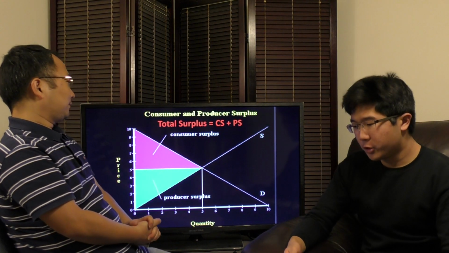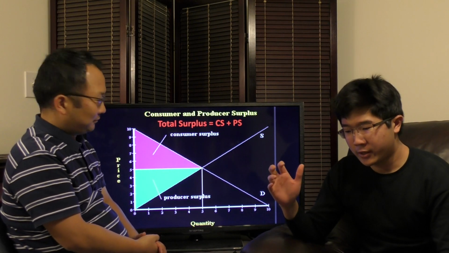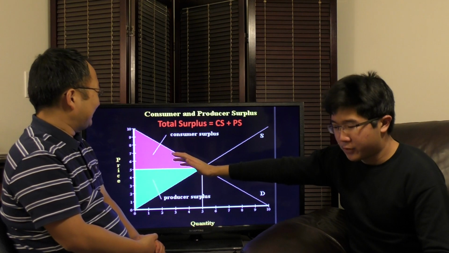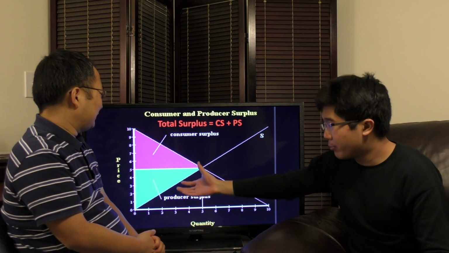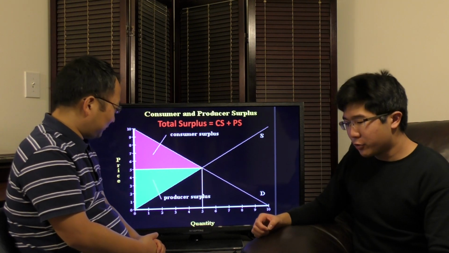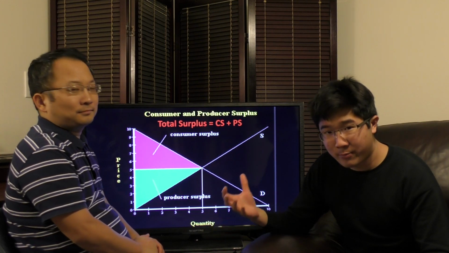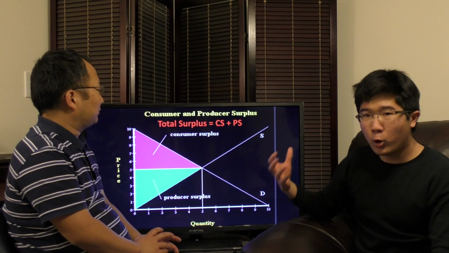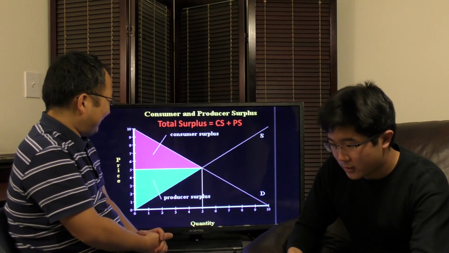And so total surplus is basically consumer surplus plus producer surplus. Consumer surplus is everything above the market price but below the demand curve, and producer surplus is everything below the market price but above the producer's supply curve. This represents the overall welfare of everybody who engages in buying or selling in the market at the current market price. Overall welfare, overall surplus, that's called total surplus. So it's pretty simple.